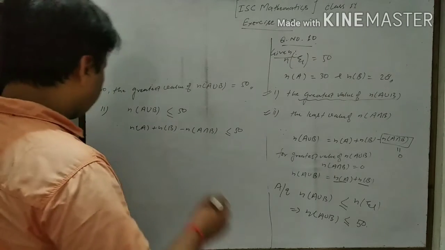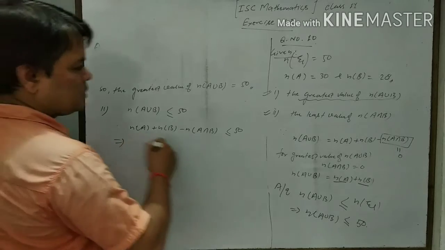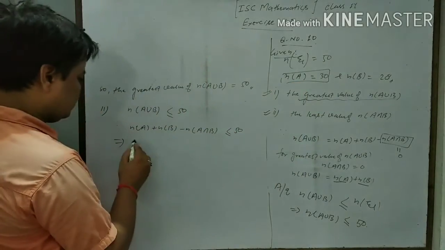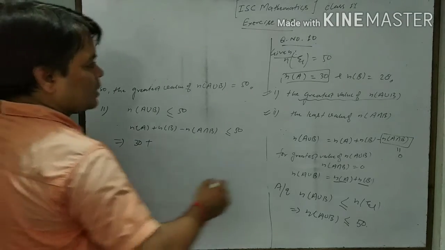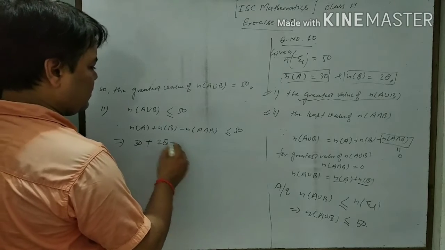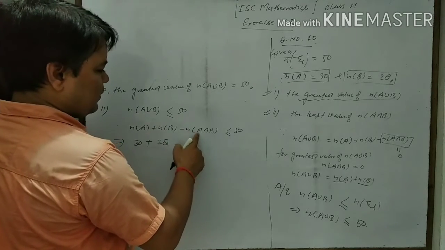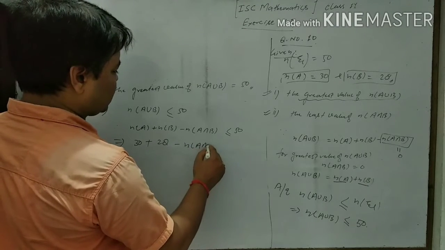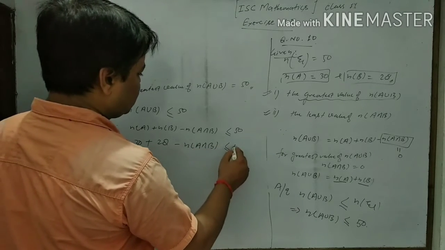Then here, what is this? The cardinal number of A is what? That is 30. Plus cardinal number of B is what? That is 28. Minus cardinal number of A intersection B. We have to find A intersection B, and that is 50.